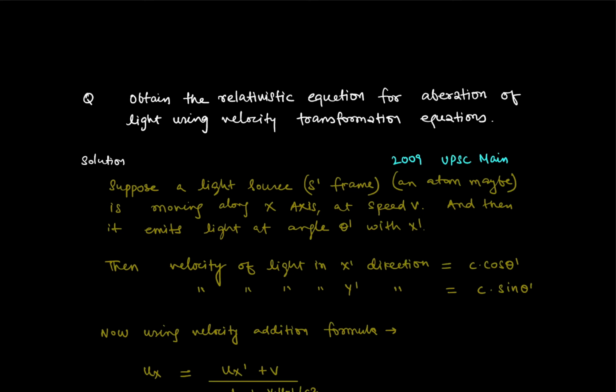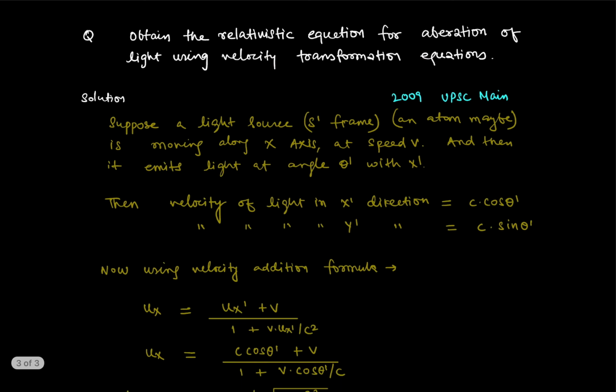Hello everyone, welcome. Today we are going to understand why I call SPYQ very important for our preparation. This is the mains question of 2009. The question says: obtain the relativistic equation for aberration of light, because that is directly written in our syllabus, using velocity transformation equations.